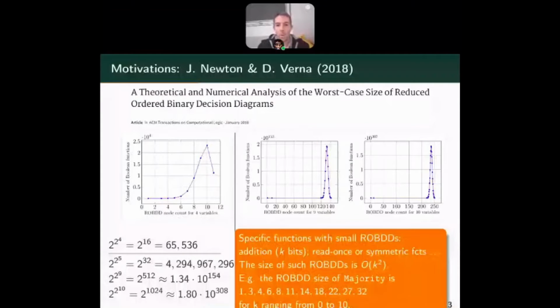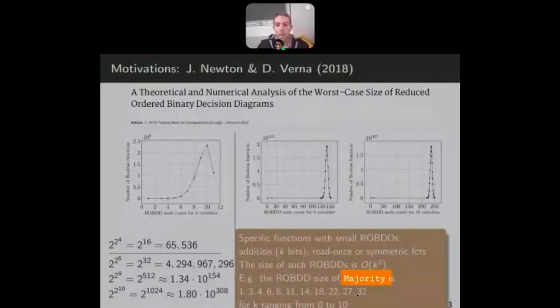For example, if you are interested in the majority function in 10 variables, we know that the size of the ROBDD is 32. So the majority function is somewhere here. So my goal is to be able to reach such kind of functions.